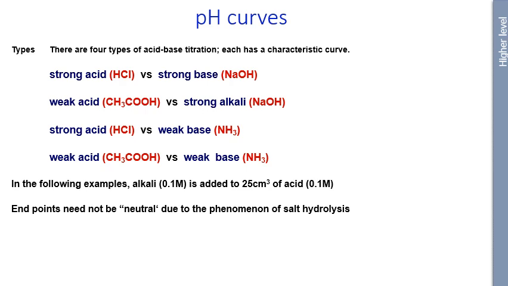You've got weak acid and strong alkali titrations, which you're probably not familiar with because we haven't really done many weak acids yet. Strong acids and weak bases, which we haven't really done either, or weak acids and weak bases. In the following examples in the next few slides, the alkali will have a concentration of 0.1 moles per decimeter cubed, and it is added to 25 centimeters cubed of the acid, which will also have a concentration of 0.1 moles per decimeter cubed. The endpoints themselves need not be neutral due to the phenomenon of salt hydrolysis.